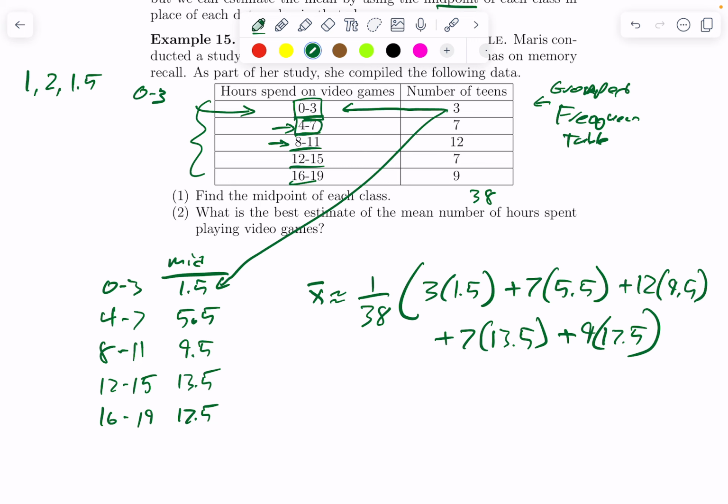Okay, I think that's good. Yeah, let me just look over it. All right, and so 409 divided by 38 is 10.76. So this right here equals 409 over 38, which is approximately 10 point. Now where am I going to round it? Well, I'm not exactly sure. I don't know what the data was. I guess rounding to the nearest hour.